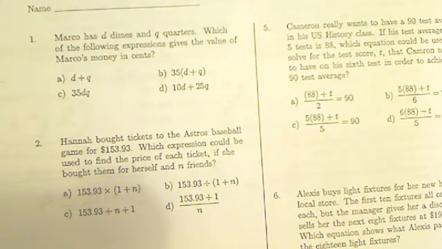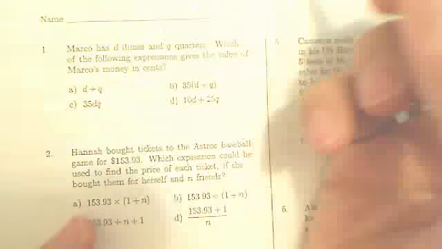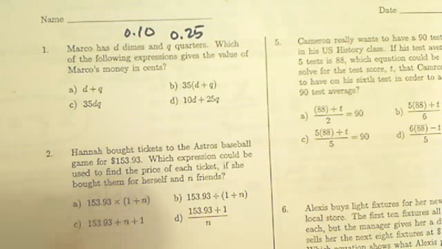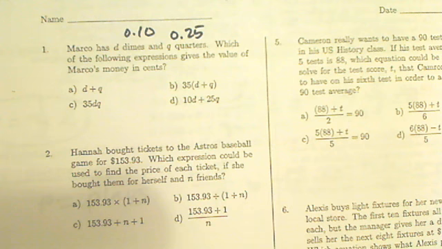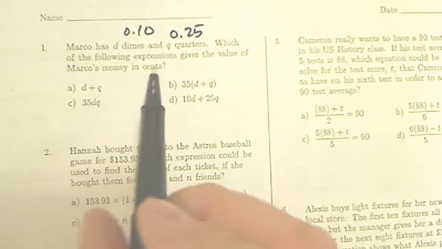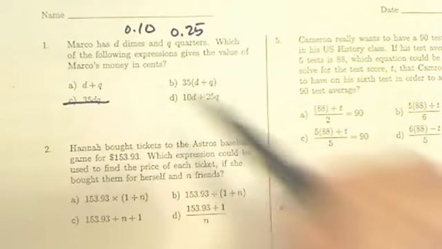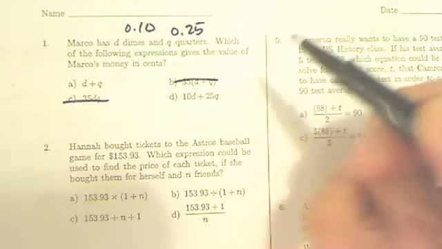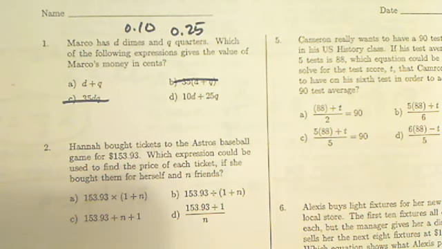Okay, so we know he has dimes and quarters. How much is each worth? Each dime is 10 cents, and the other one is 25 cents, right? It says which of these will be the value of his money in cents, his total money. Let's see what we can eliminate. We cannot have C, because you can't multiply and add them together for whatever reason. B also multiplies, because if we want to add, right? And D is multiplying there.